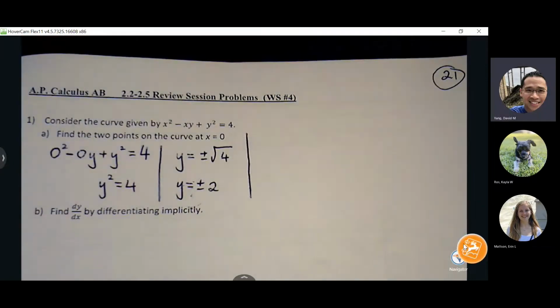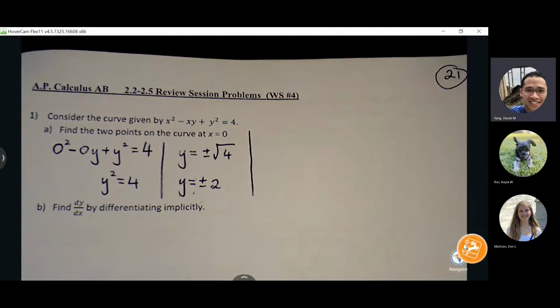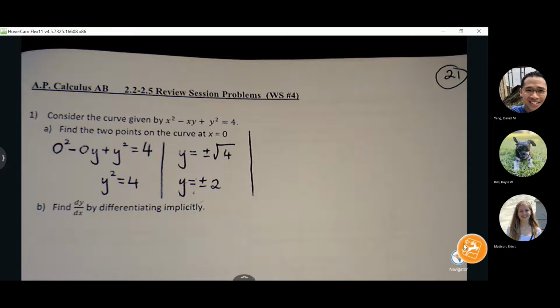Now, what that tells us is that we have 2 points, 2 ordered pairs, and both ordered pairs share the same x value, 0. So the ordered pairs are 0, 2, and 0, negative 2.